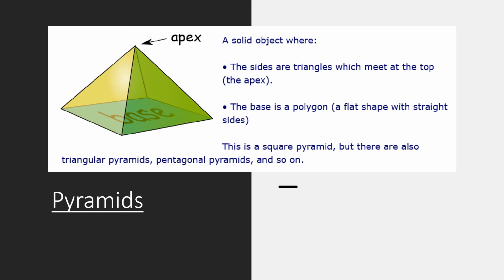This particular one has a square base like the previous one we just looked at, and so it would also be known as a square base pyramid. But if the base was a triangle, for instance, it would be a triangular pyramid. If it was a pentagon, so it had 5 edges at the bottom, it would be a pentagonal pyramid. There's another one.